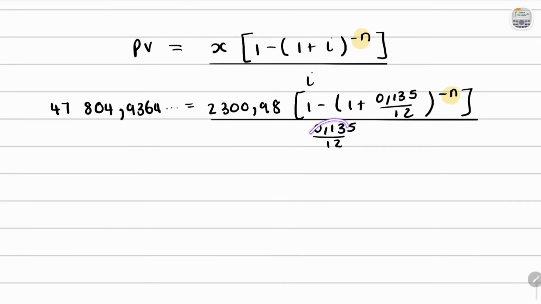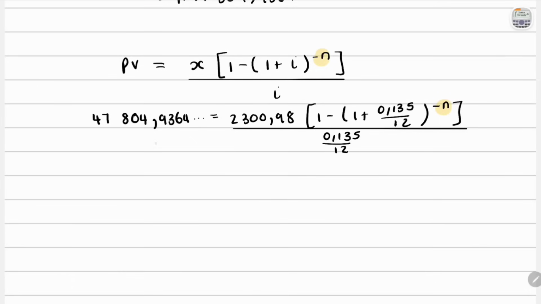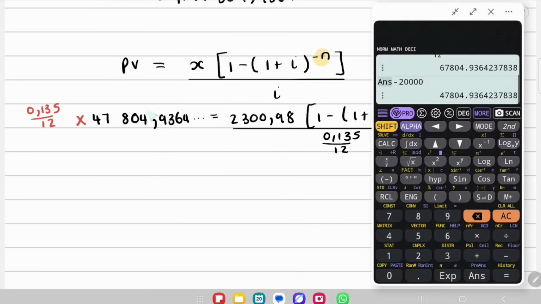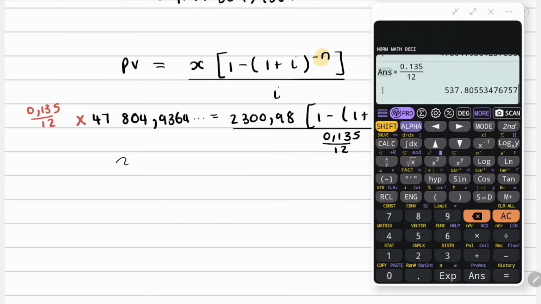We can start by getting rid of this denominator. So we can multiply by that number. So you're multiplying on both hand sides because it's an equation, by 0.135 over 12 on both hand sides. And on your calculator, you're just multiplying that number by 0.135 over 12 so that we don't round off. Okay, and this is what we get. So when we do that, we get 537.8055, and I'm just not going to round off.